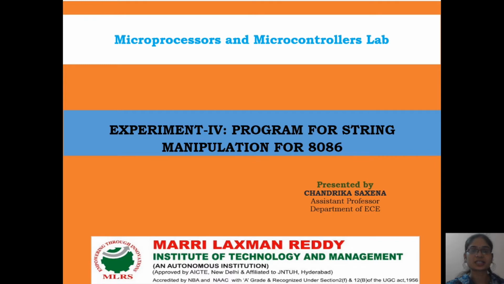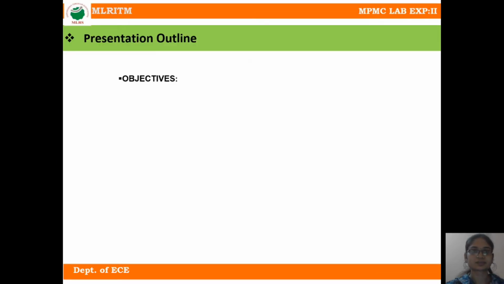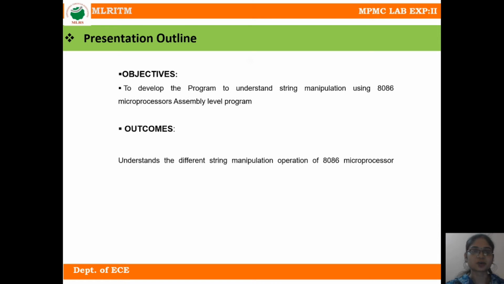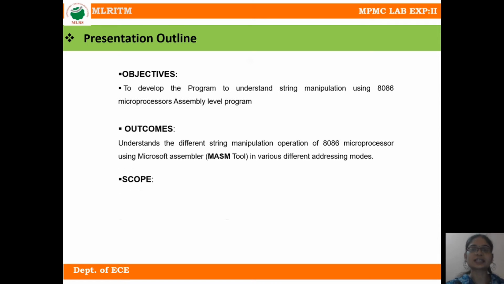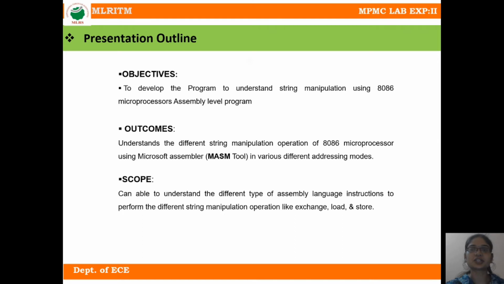Today my topic is experiment number 4, program for string manipulation for 8086. The objective of this program is to develop a program to understand string manipulation using 8086 microprocessor assembly level language. The outcomes of this program: a student can understand different types of string manipulation operations of the 8086 microprocessor using MASM software in different addressing modes.